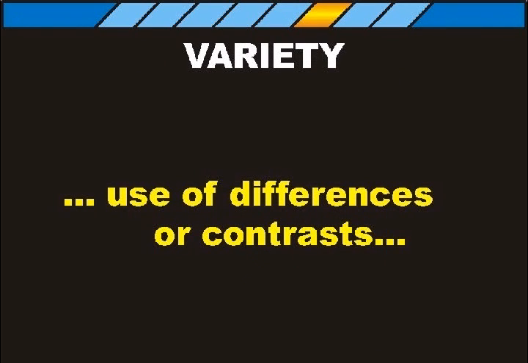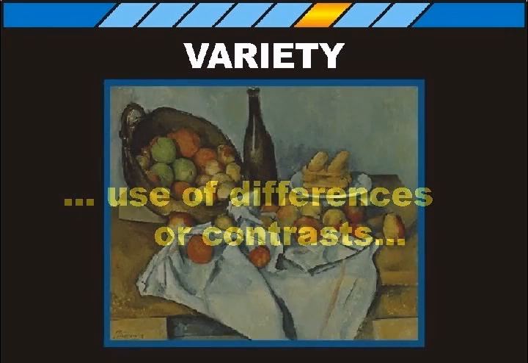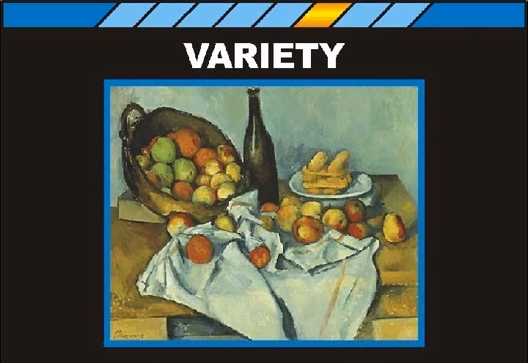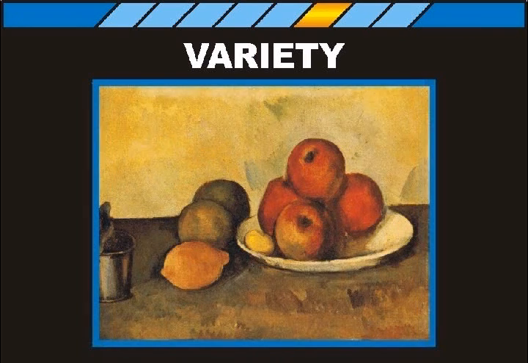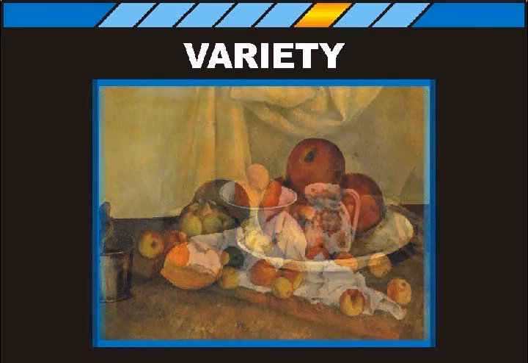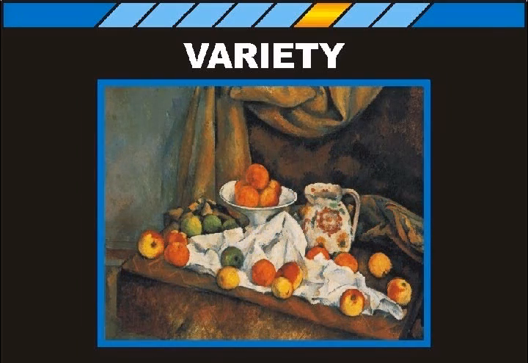Variety is a principle of design. Achieving variety involves the use of differences and contrasts. Here are three examples of still life paintings by Paul Cézanne. In each painting he has repeated fruits that are similar in size and shape. Note how the artist has achieved variety by changing the colors of each fruit so that no two are the same.